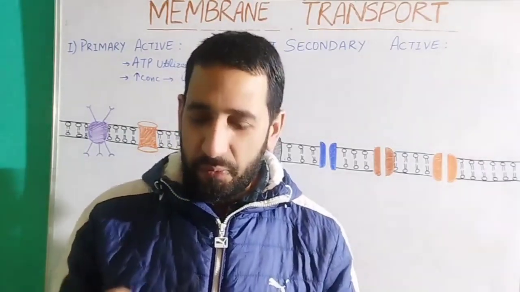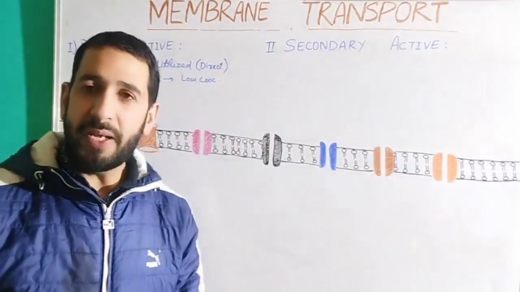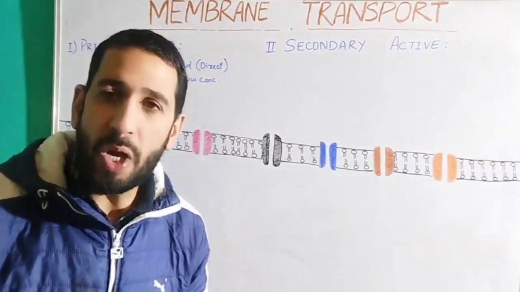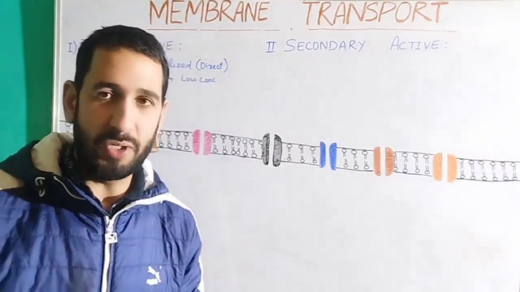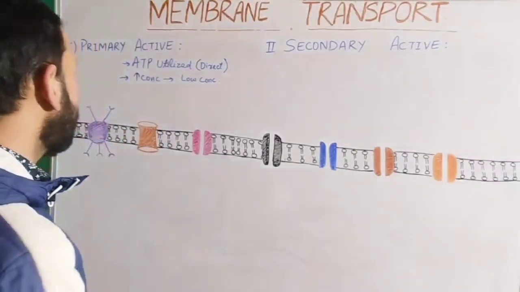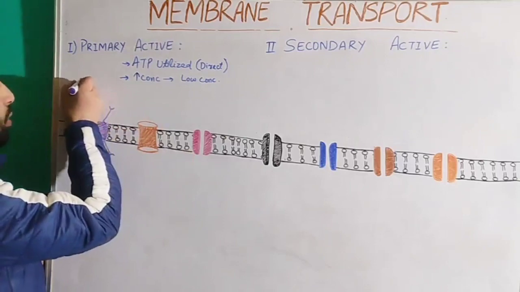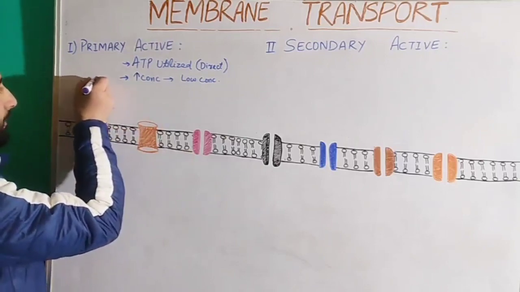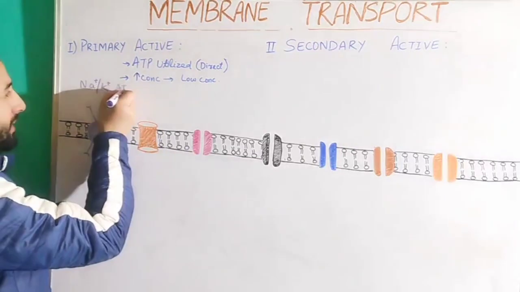The first one which we are going to talk about is actually a very important example. Whenever you talk about the primary active transport, this example should come first in your mind. The first example for this primary active transport is going to be sodium potassium ATPase.